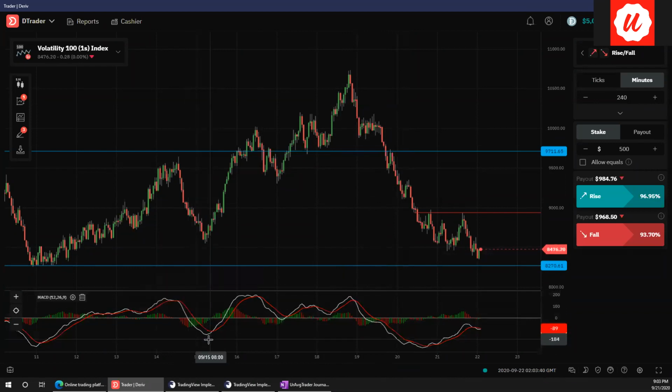And then vice versa, when the white line or the main line crosses above the signal line, it's a good indication that price is going to move upwards, right? But if you have the cross down below the zero line, it's a good indication that price is going to move up. And if you have a cross at the top of the zero line, it's a good indication that price is going to move down. This might take you some more practice.